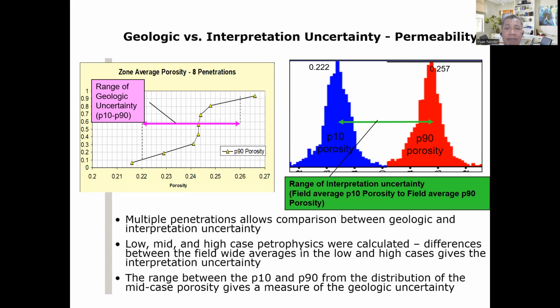Geologic versus interpretation uncertainty in the context of porosity and permeability refers to the comparison between uncertainty arising from geological factors and uncertainty arising from the interpretation method. Multiple petrophysical interpretations are used to assess this uncertainty, calculating low, mid, and high case petrophysics. Different field-wide averages can determine the interpretation uncertainty, while the range between the P10 and P90 of the mid-case porosity distribution provides the geologic uncertainty.